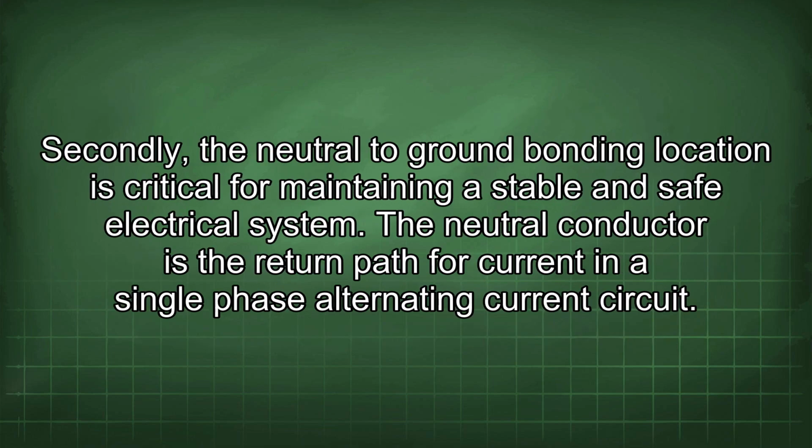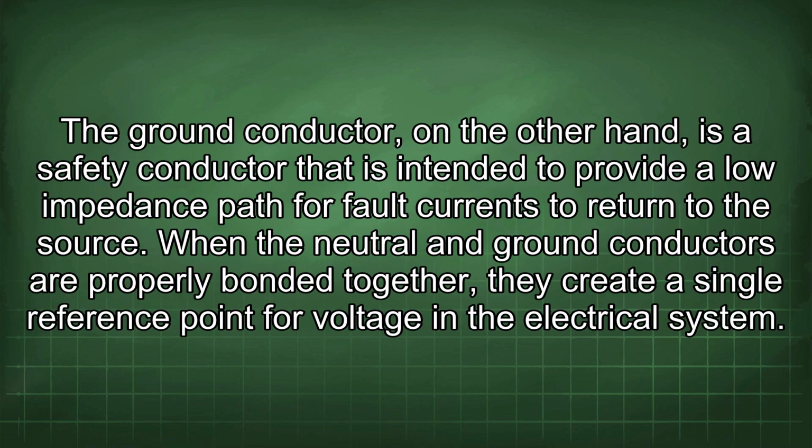Secondly, the neutral to ground bonding location is critical for maintaining a stable and safe electrical system. The neutral conductor is the return path for current in a single-phase alternating current circuit. The ground conductor, on the other hand, is a safety conductor that is intended to provide a low impedance path for fault currents to return to the source.